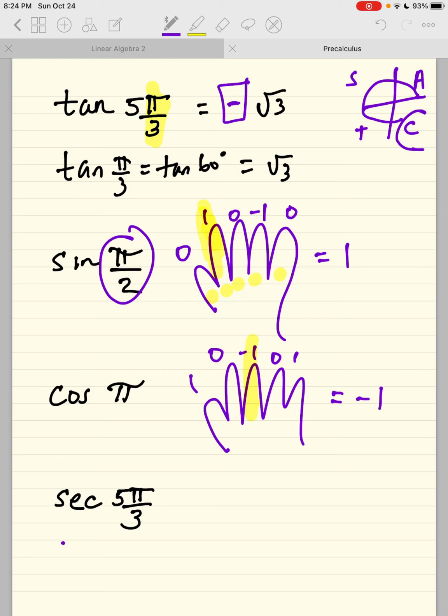Secant of 5 pi over 3. I'm not even going to bother ever looking at secant. I'm going to do cosine. So the cosine of 60 degrees, because that's what we're going to extract, is 1/2. Because 60 times 5 puts me in the 4th quadrant, it's positive 1/2. So take the reciprocal.